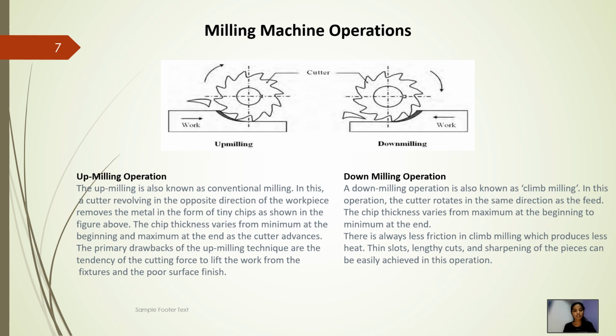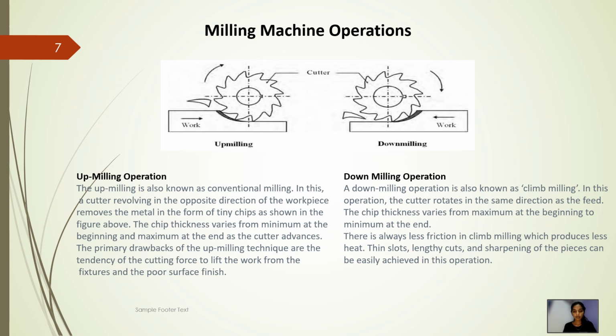Upmilling operation. The upmilling is also known as conventional milling. In this, a cutter revolving in the opposite direction of the workpiece removes the metal in the form of tiny chips, as shown in the figure above. The chip thickness varies from minimum at the beginning to maximum at the end as the cutter advances. The primary drawbacks of the upmilling technique are the tendency of the cutting force to lift the work from the fixture and the poor surface finish.